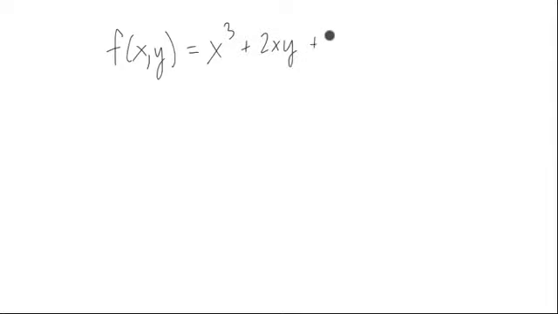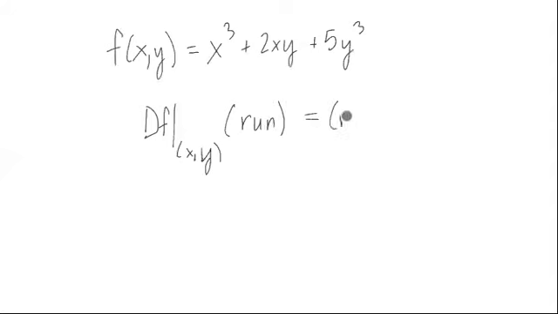Let's take a look at a function and its derivative. So this is a function of two different variables, x cubed plus 2xy plus 5y cubed. Now, we're going to think about the derivative as being some kind of a function, so at a particular point, where we input run and we output rise.